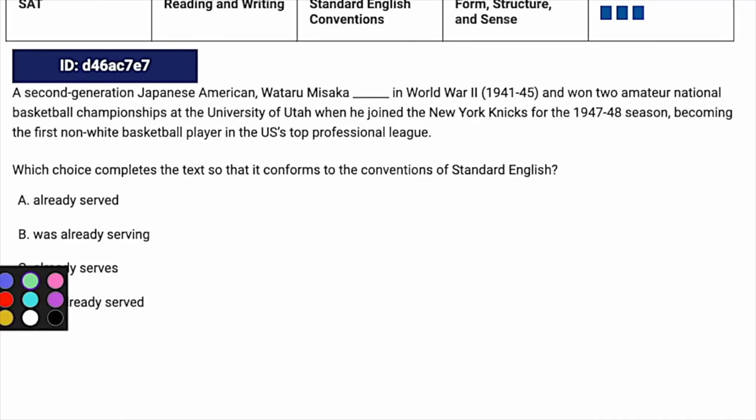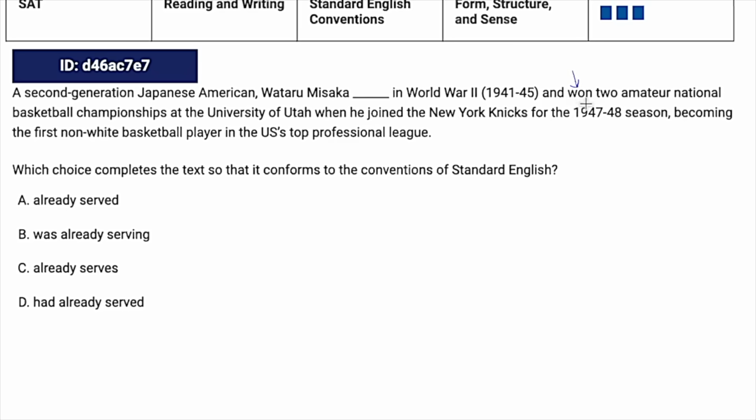Go ahead and try it on your own first, but let's start with the odd verb out trick. He already served, or they already served. So immediately I know this is going to be tense. So I'll read for context. A second generation Japanese American, WM blank in World War II and won. All right, so we have simple past tense, won.